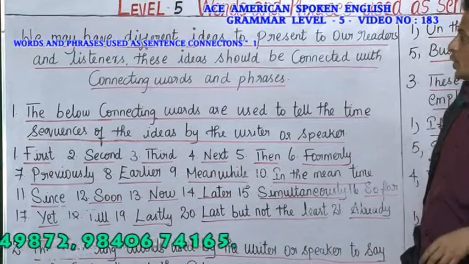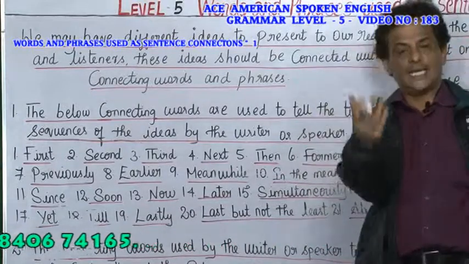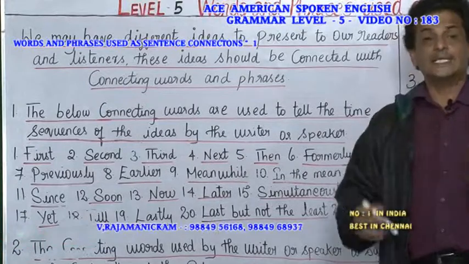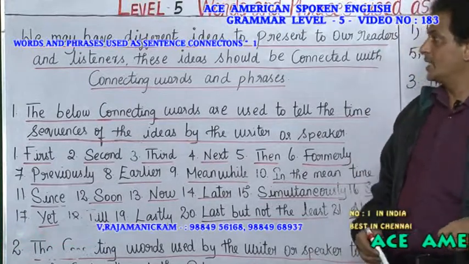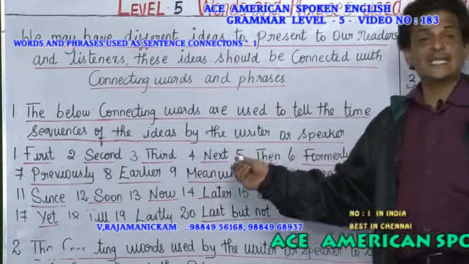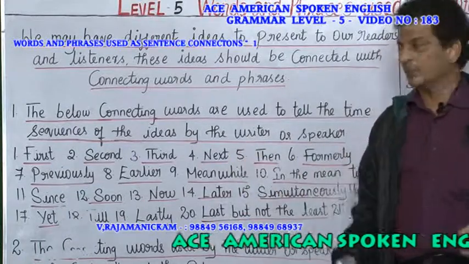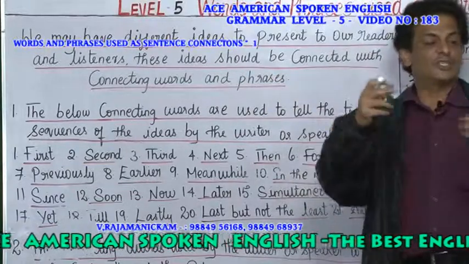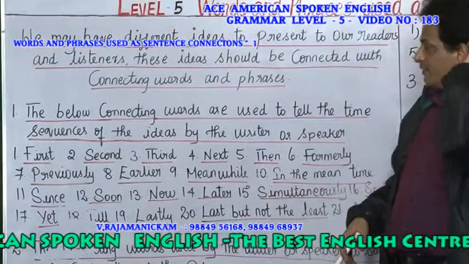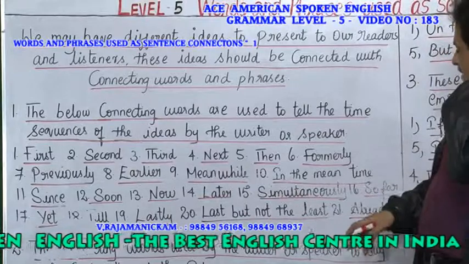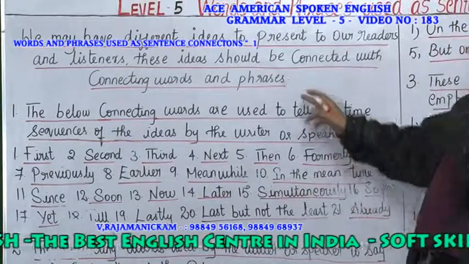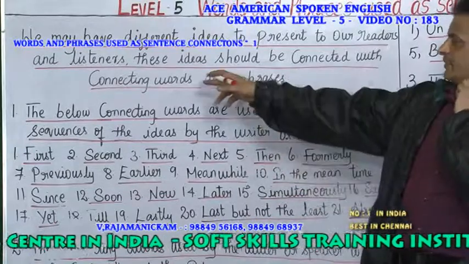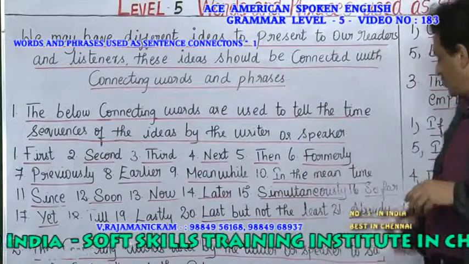One action. So, when you want to say 10 or 20 ideas, when you want to write 10 or 20 ideas, we are using these connecting words. Connecting words means what? Single word now, one word. Phrases means 2 or 3 words joining together we are using. See, for example, here, in the meantime is a phrase. Then is a word, right? So, 2 or 3 words joining together.